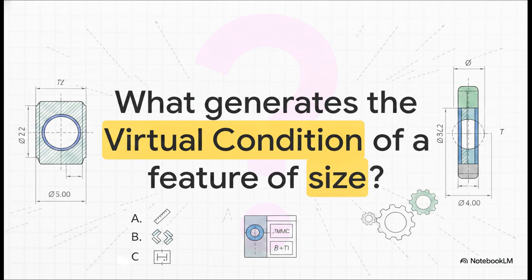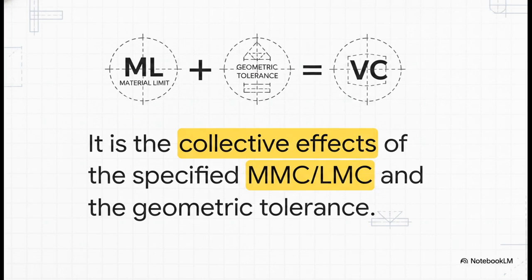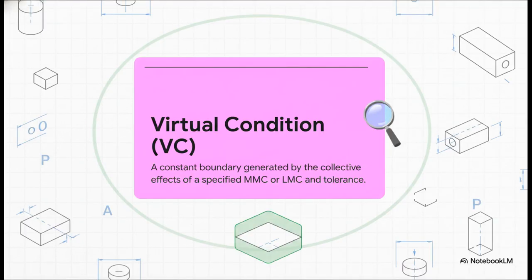Read this one carefully. Think about how we actually build functional gauges on the shop floor, and hit pause to make your selection. All right, if you chose C, you are absolutely correct. It is definitely not derived from size tolerance alone. ASME paragraph 3.70 is super strict about this. Virtual condition is strictly defined as a constant, worst-case boundary, and it's generated by the collective effects of a considered feature of size's specified MMC or LMC, plus the geometric tolerance for that specific material condition. It's an absolute hard limit that exists on or inside the material.